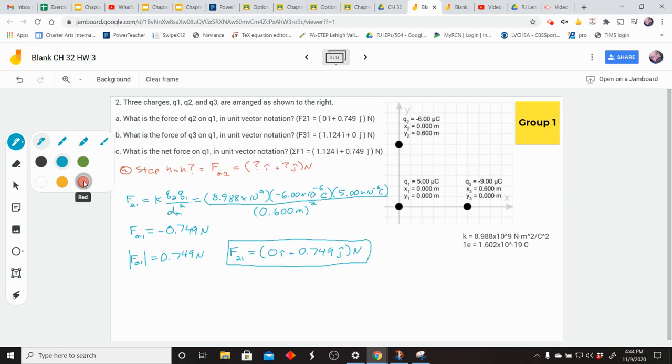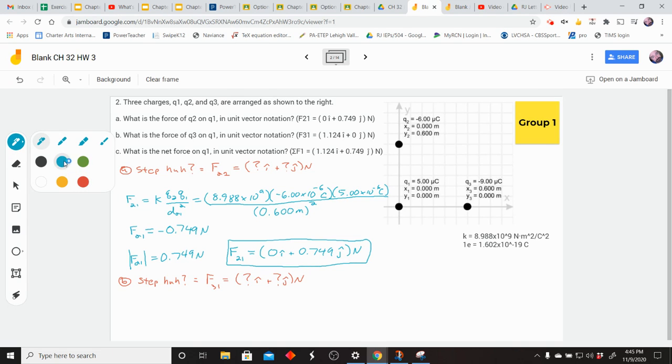So let me see if I can squeeze in part B right here. So part B, what is the force of Q3 on Q1 in unit vector notation? Okay, so part B, what is the force of 3 on 1, which I'm writing as F sub 3,1, and this will be equal to question mark I hat, plus different question mark J hat, newtons. So that's what we're looking for.